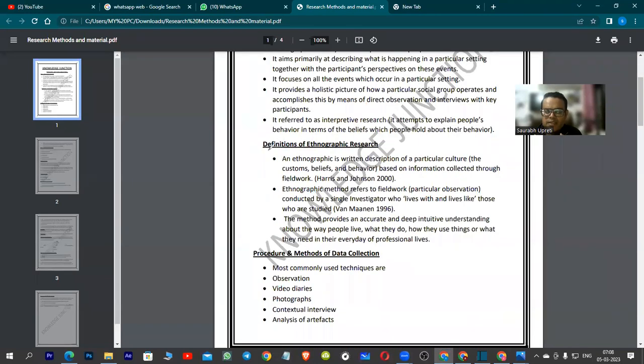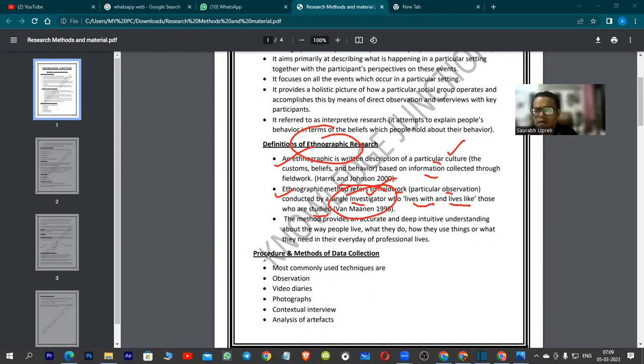So what is the definition, guys? It is a written description of a particular culture. Now the word ethnography is very important. It is the study of culture, and so it is based on information collected through field work. This definition was given by Harris and Johnson. Ethnographic method refers to field work, particular observation conducted by a single investigator who lives with and lives like those who are studied. Okay, this is very important, Mani's definition in 1996, that it refers to the field work which is conducted by a single investigator who lives with and lives like.